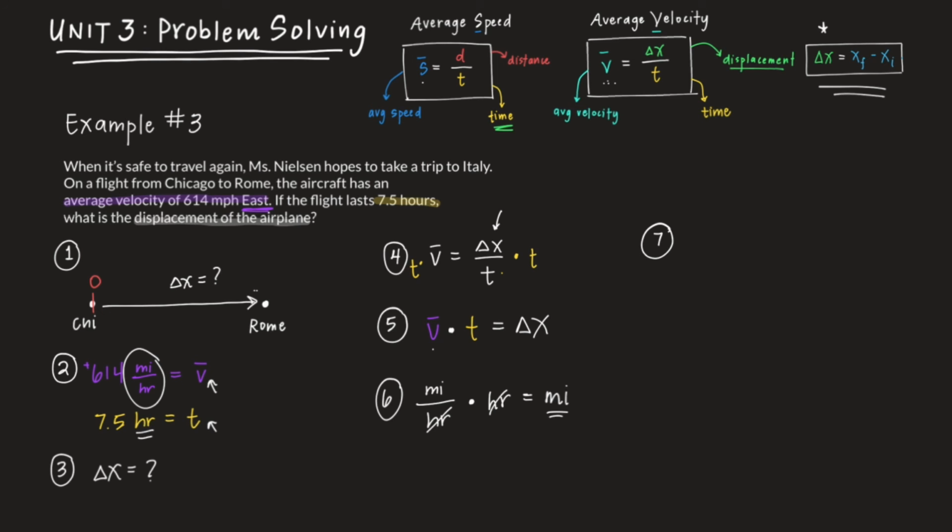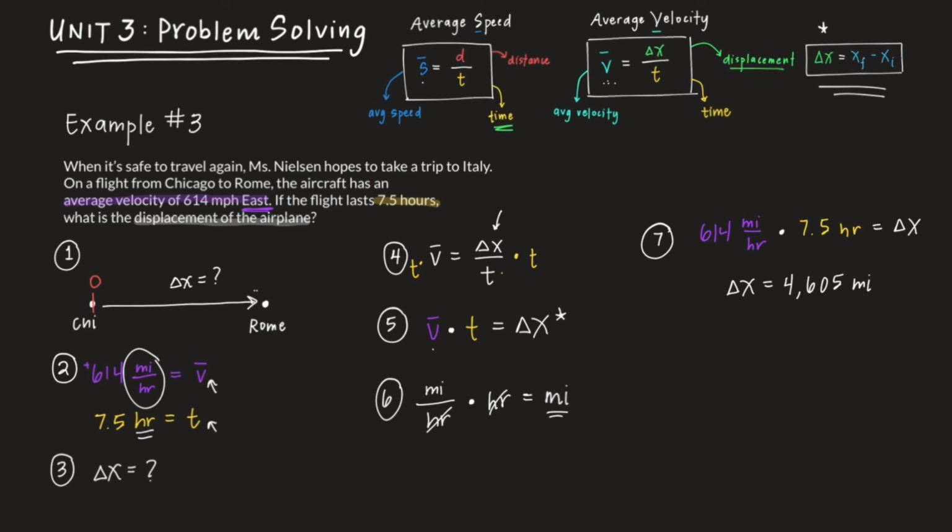So now it's time for step 7, solving our rearranged equation from step 5. So we're going to plug in what we know. We know our average velocity is 614 miles per hour, and we're multiplying by that time that we're given in the problem, so 7.5 hours. And that is going to be equal to our displacement, right? That's our equation from step 5. So my displacement, if I plug that into my calculator, I get a displacement of 4,605 miles, using my units from step 6, that's miles.